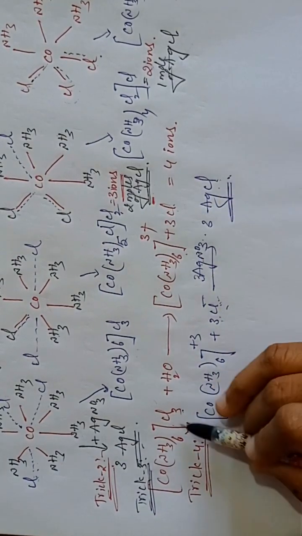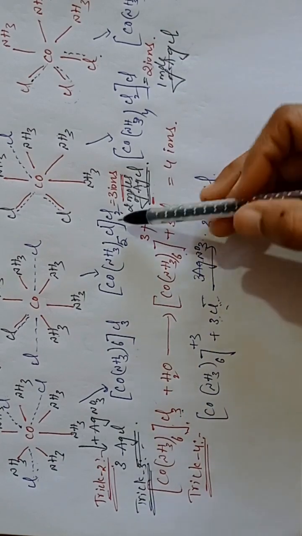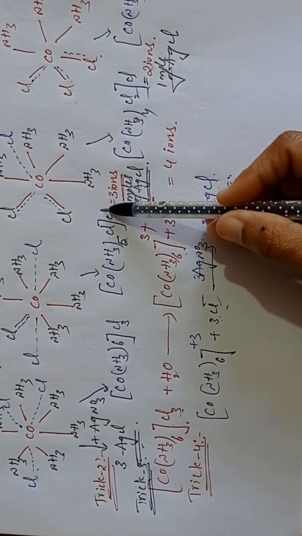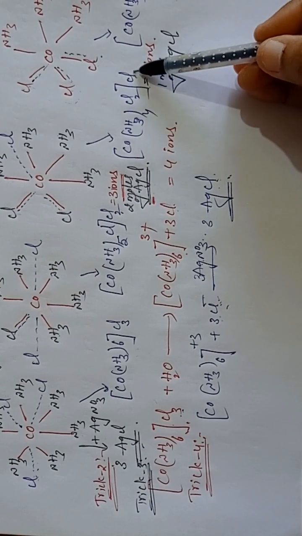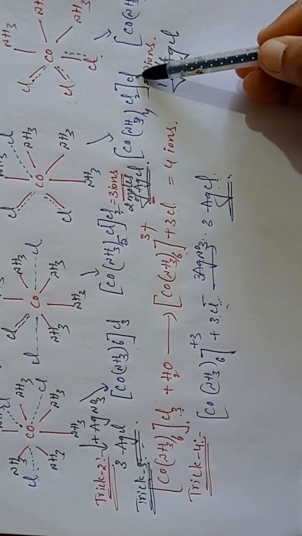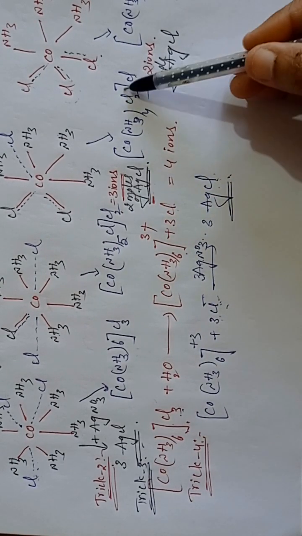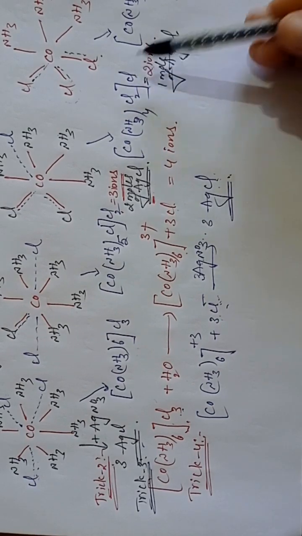3 moles of AgCl, because 3 chlorines are there, 3 AgCl. Here how many chlorines are there? 2 chlorines. That's why it can produce 2 moles of AgCl. Here only 1 chlorine is there. So that's why when it is added to the silver nitrate, it produces only 1 mole of AgCl.